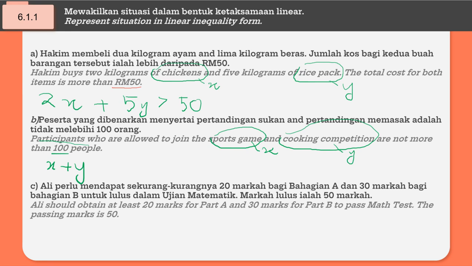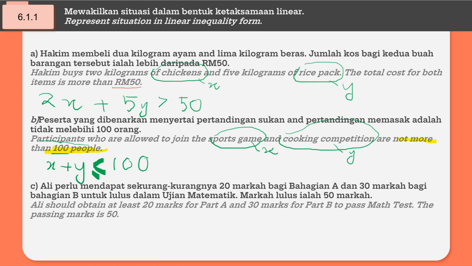What do you understand about not more than 100 people? That means we are accepting the 100. We can still accept it, but the number more than that we cannot accept. So the notation will be less or equals to 100: x + y ≤ 100.